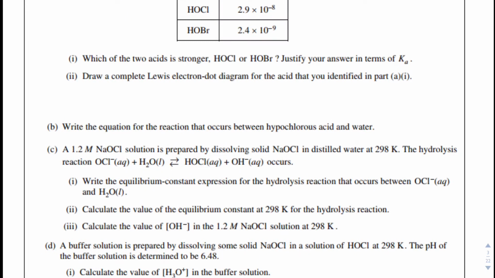In C, it says a 1.2 molar sodium hypochlorite, which is bleach. That's what this is. If you've ever looked at the back of a bleach bottle just to see the ingredients, it's sodium hypochlorite. It's prepared by dissolving solid NaOCl in distilled water at 298 Kelvin. The hydrolysis reaction, this occurs, so we've got a different reaction. I'm going to copy and paste this. Write the equilibrium constant expression for the hydrolysis reaction that they just gave us.